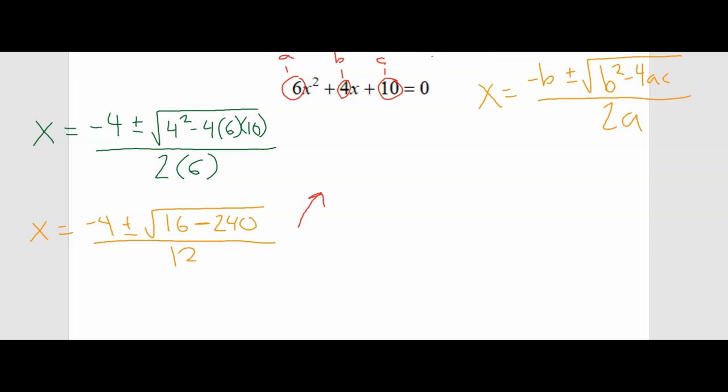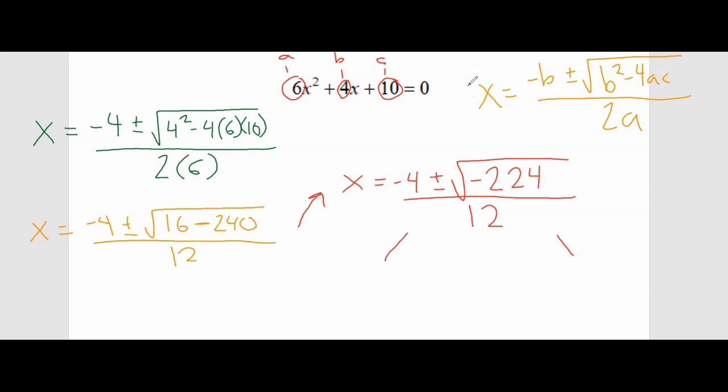Let's jump up here. Simplify again. 16 minus 240 is negative 224 all over 12. Now, normally we could just jump right to our calculator here. We could do one answer where we use the plus sign, one answer where we use the minus sign. And go ahead, you can actually punch that into your calculator. Let me split this up and just show you what I'm talking about.